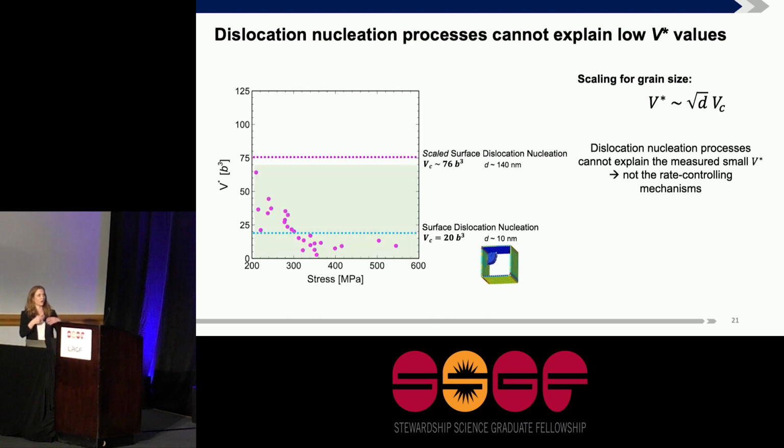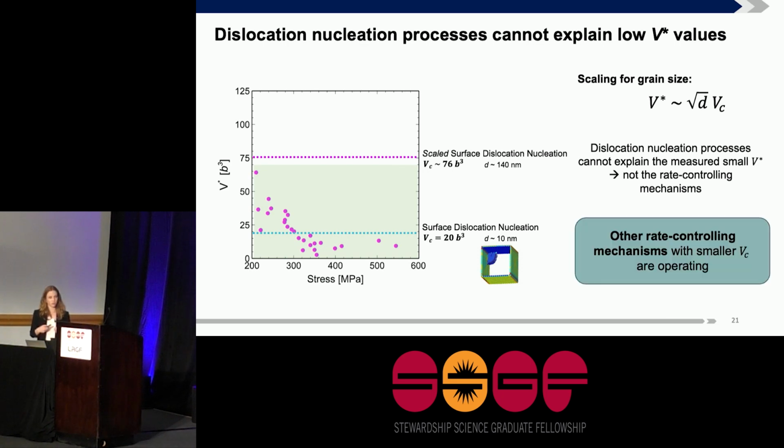So we can see that all of our data points are below this value, and so we can ultimately conclude that dislocation nucleation processes cannot explain the low activation volume values that I measure, and are thus not the rate controlling mechanism. This tells me that other rate controlling mechanisms with an even smaller activation volume are operating, such as mechanisms that include diffusion. There are defects that lie along a grain boundary that can move by diffusion.